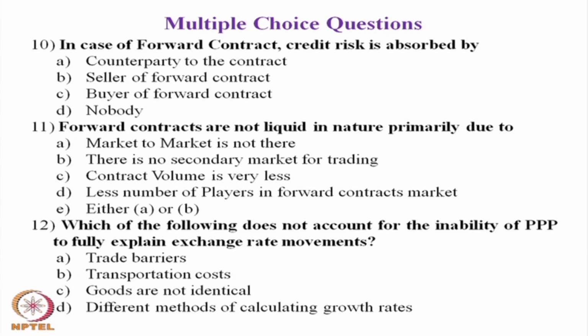Question number 10 for you is, in case of forward contract, credit risk is absorbed by, the choices for you are A, counterparty to the contract, B, sellers of forward contract, C, buyers of forward contract, D, nobody. Mark the answer, keep it with you.